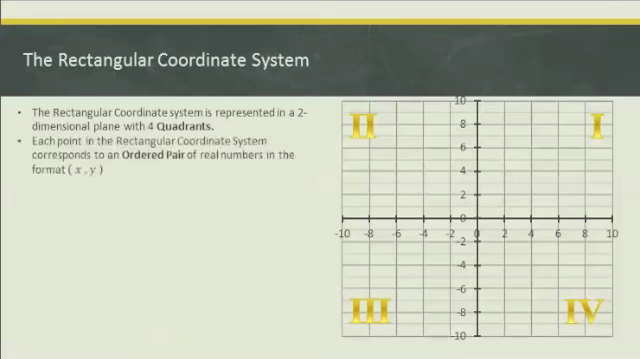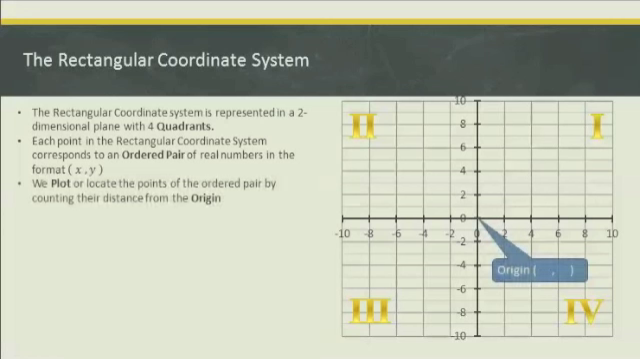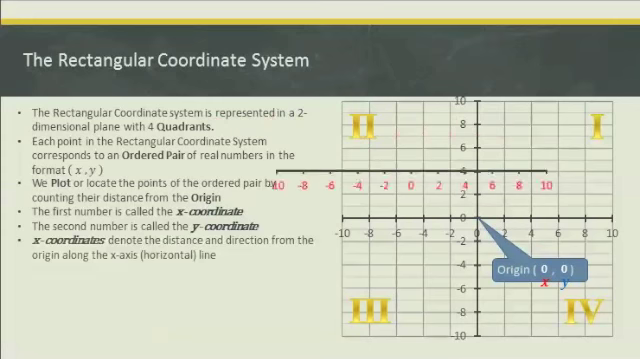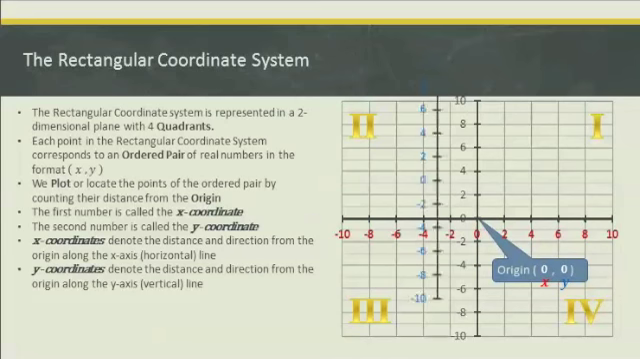Each point in the rectangular coordinate system corresponds to an ordered pair of real numbers in the format of x, y. We plot or locate the points of the ordered pair by counting their distance from the origin. The origin is where the x and y coordinates meet. The first number is the x-coordinate. The second number is the y-coordinate. The x-coordinate denotes the distance and the direction from the origin along the x-axis. This is the horizontal line. And the y-coordinates denote the distance and direction from the origin along the y-axis, or the vertical line.